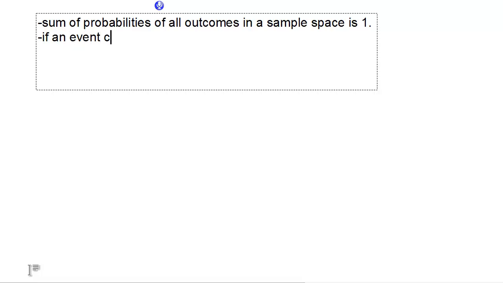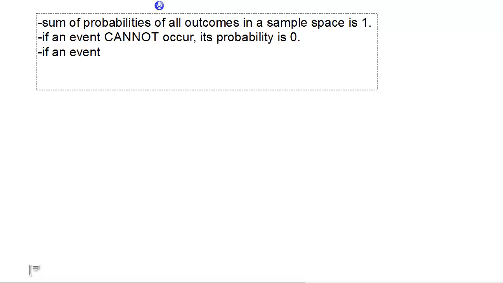If an event cannot occur, then its probability is 0, meaning not a possible chance. So think about when we're talking about drawing from a deck of cards. Okay, what's the probability of drawing a 14? Well, there's not a 14 in the deck of cards, so the probability is 0. Rolling a normal die with an outcome space of 1, 2, 3, 4, 5, 6, what's the probability of rolling an 8? It's not possible, so the probability is 0.